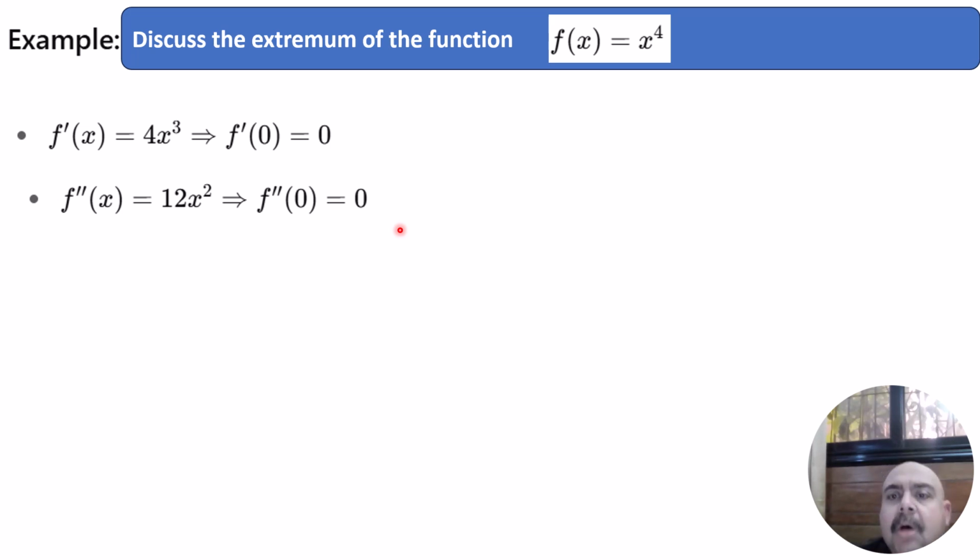I will need further investigation. How to go through the further investigation? It's very, very simple. I will start getting the third derivative. So let's differentiate 12x squared one extra time, which is going to be 24x.